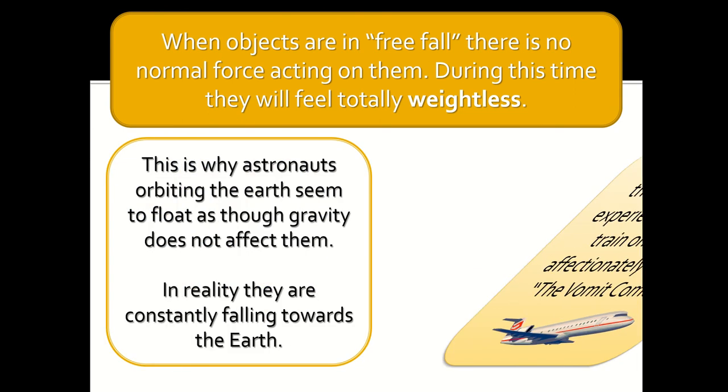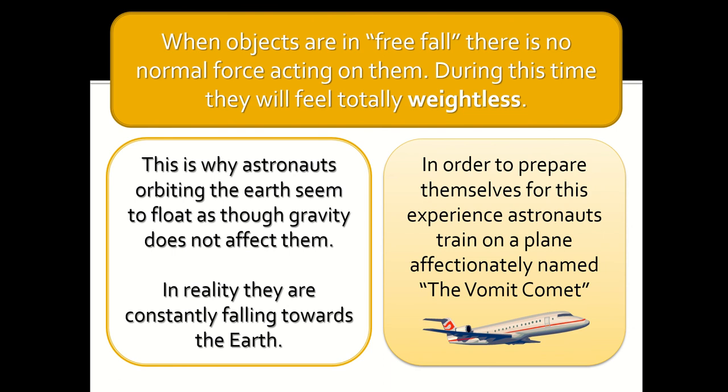All right, so in order to prepare themselves for this experience, they train on a plane that's called the Vomit Comet. So the plane either goes up really fast and then comes down really fast. So then the astronauts actually have no normal force, so they're in free fall, and they can basically experience that feeling as if they were in outer space.